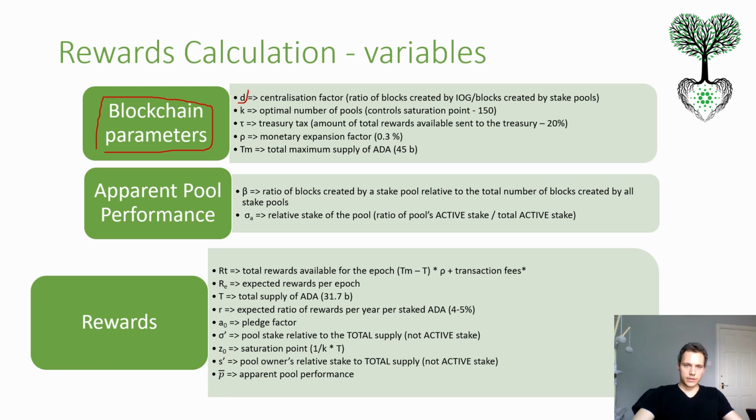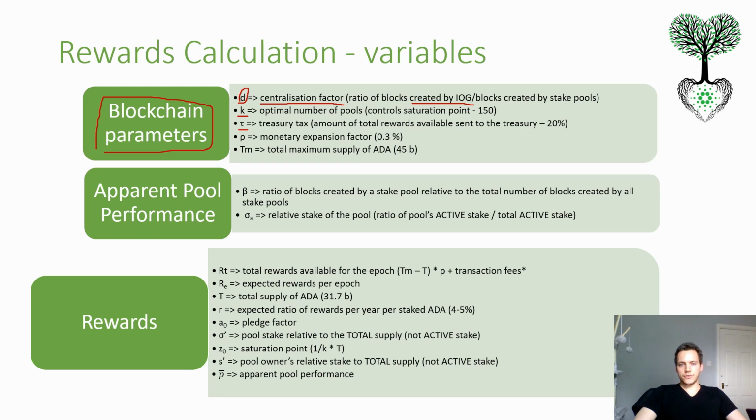So let's start with D. Now, I heard people refer to this as decentralization factor, but I think centralization factor is actually a more suiting name because it's the ratio of blocks created by IOG to blocks created by stake pools. So the higher it is, the more centralized Cardano is. When D is 0, then we have a completely decentralized system where all the blocks are produced by stake pools. K is the optimal number of pools. Currently it is set to 150, and this is what controls the saturation point of any stake pool. So with 150, it is currently at around 210 million.